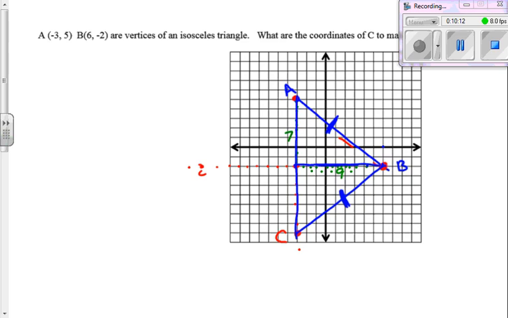All right, that is it for our lesson today. Keeping in mind isosceles triangle has two congruent sides, and the angles opposite them are congruent as well.